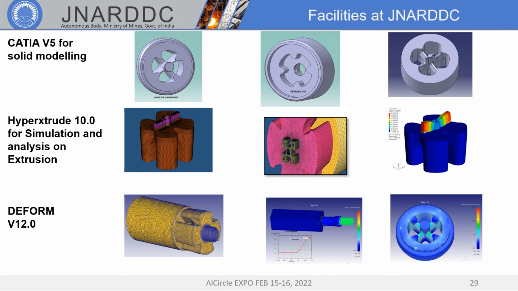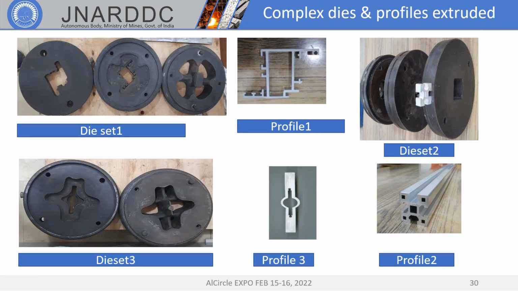The slide indicates various dies designed, developed and validated at JNARDDC. Die set 1 represents the die of an asymmetric profile used for building and construction applications. Die set 2 is the die of an architectural profile. Die set 3 is an industrial profile. Profile 3 is very complex due to the lower thickness in the middle compared to the edges, due to which the portholes had to be redesigned and modified to achieve uniform metal flow at exit.